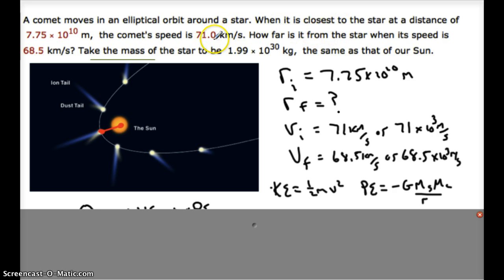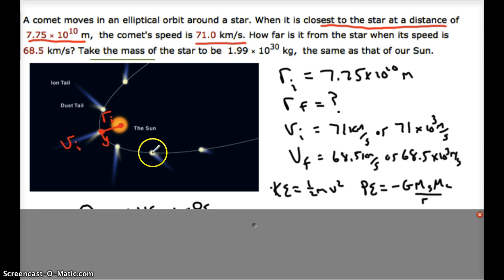So they're talking about that at the closest point to the star, the distance r initial would be 7.75 times 10 to the 10th. So that's the initial point in the problem, and it's going to have an initial velocity at that point of 71 kilometers per second. Okay, so this will be related to its potential energy, and this would be related to its kinetic energy at that point.